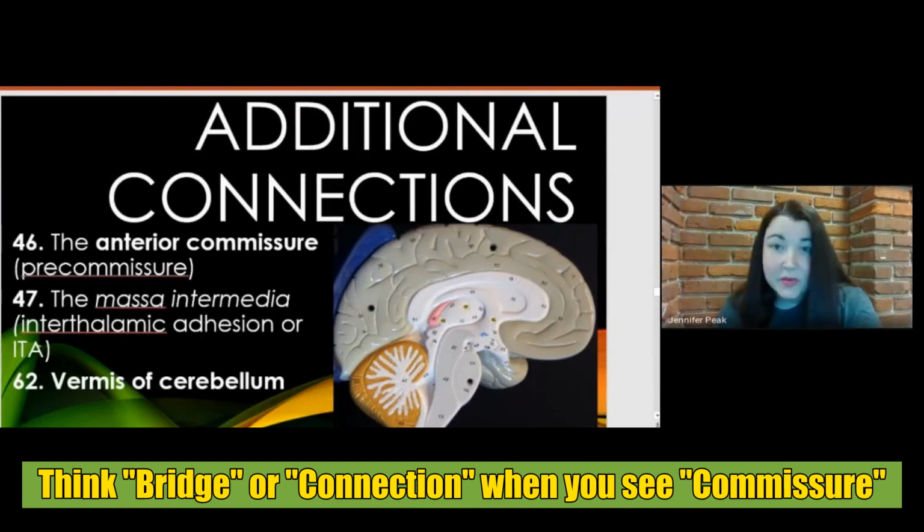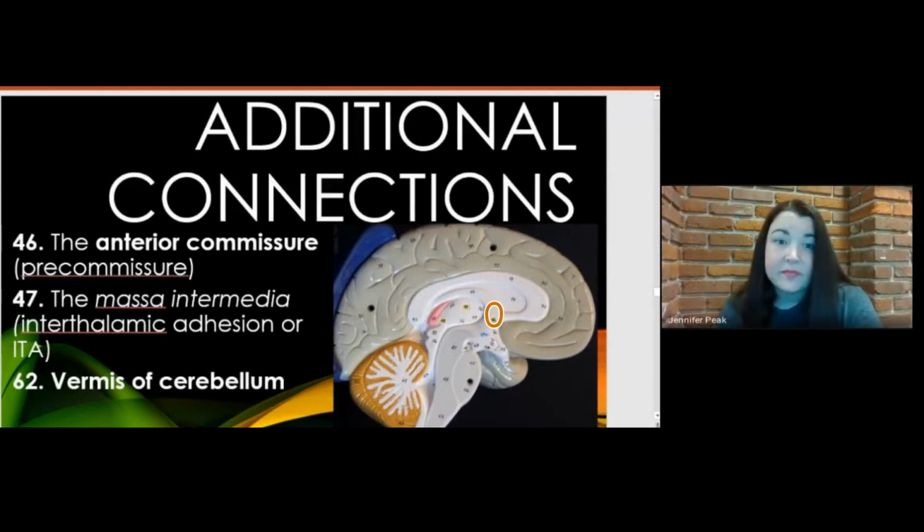Anterior commissure at number 46 is also known as the precommissure. When you see the word commissure, think of a bridge, a connection, and it's going to connect the temporal lobe on the left and the right. You will find that it's located anterior to the fornix.